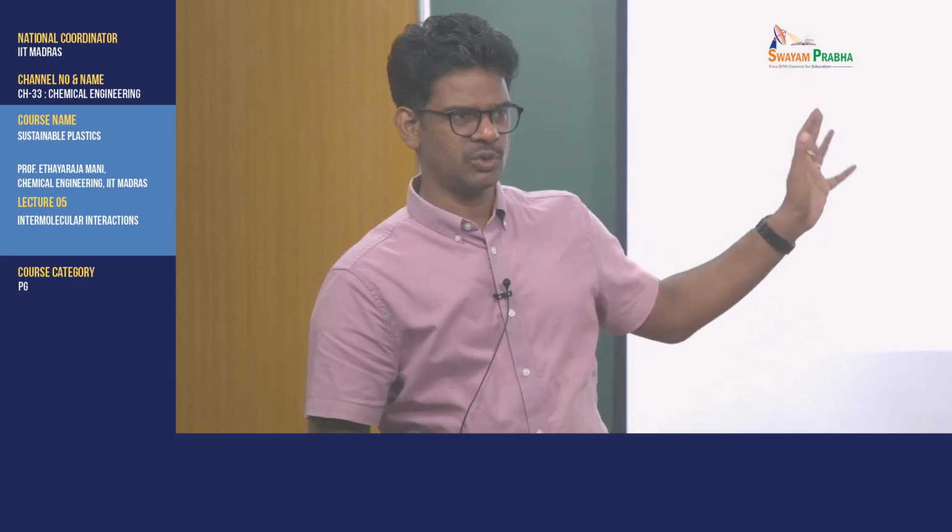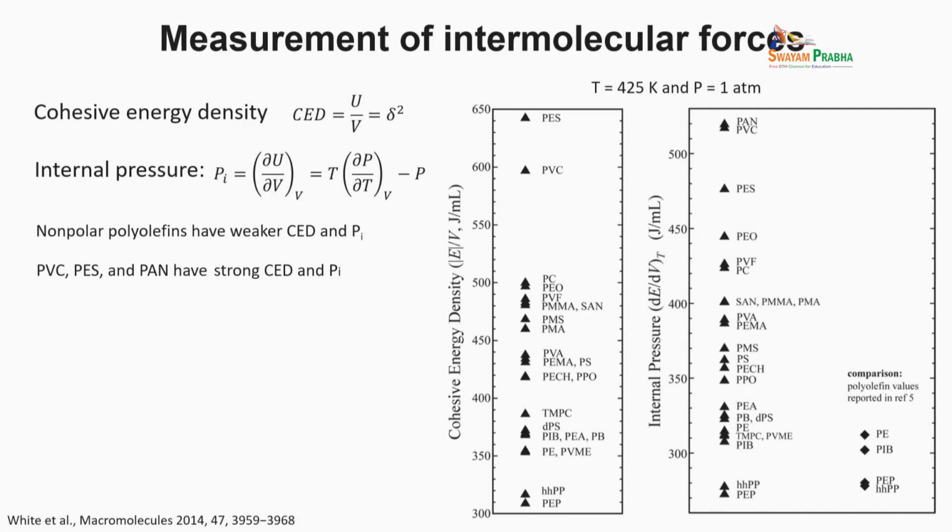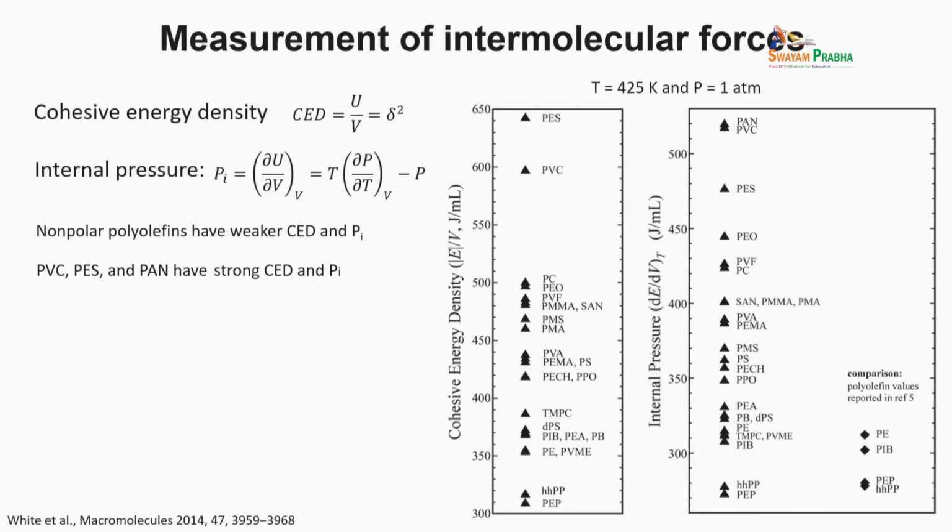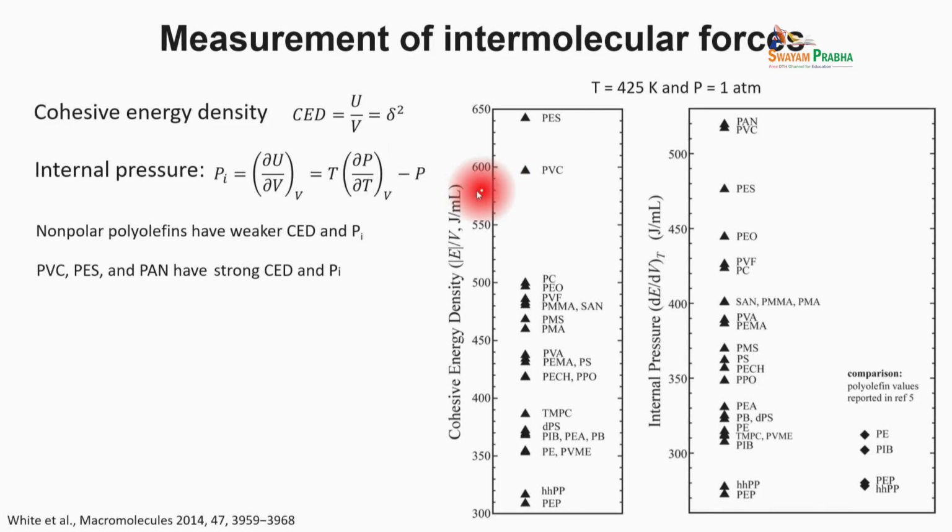I'm trying to show some data here. Let me walk you through this. There are two quantities that are commonly used to measure the intermolecular forces. One is called the cohesive energy density, the CED, and this is given as the internal energy per unit volume. It is also equal to the square of the solubility parameter. So this is one way to calculate. The other one is called internal pressure. This internal pressure is written as, at constant volume, the derivative of internal energy with respect to volume.